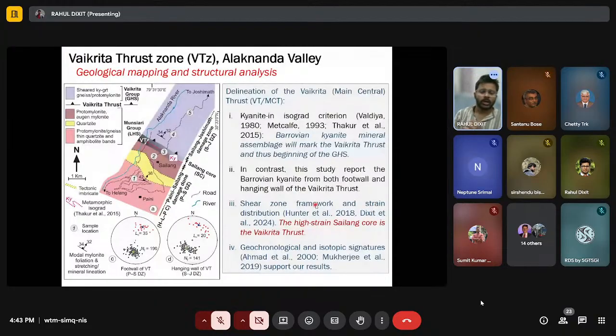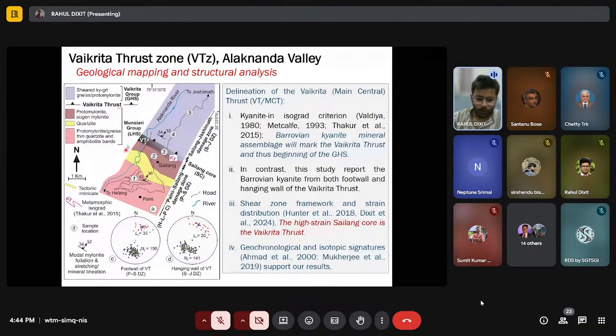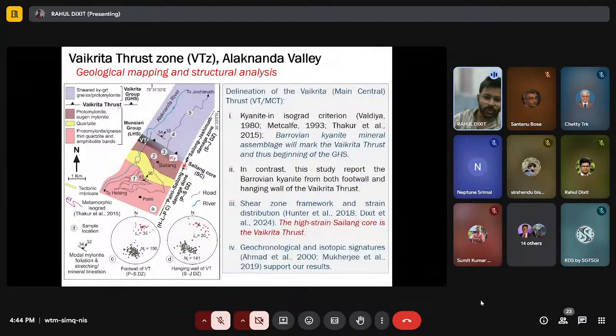Now we did a similar kind of methodology within the Vakrita thrust zone also in the same valley. Here, as of now, workers have been using the same definition given by Valdiya to identify the Vakrita thrust or the main central thrust in that region, which was based on the metamorphic isograd: the first appearance of kyanite in that region will mark the initiation of the Greater Himalayan sequences and the main central thrust.